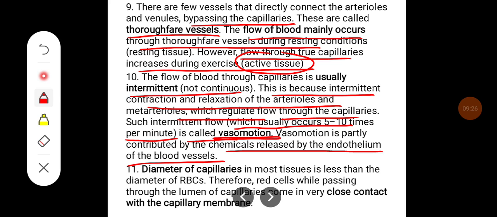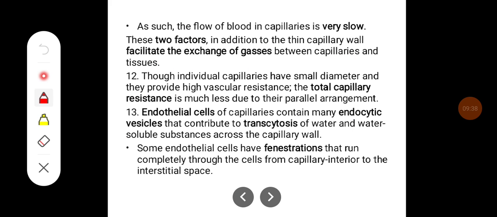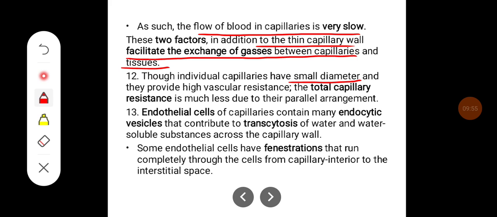The diameter of the capillaries in most tissues is less than the diameter of RBCs. Therefore, red cells, while passing through the lumen of capillaries, come in very close contact with the capillary membrane. As such, the flow of the blood in the capillary is very slow. These two factors, in addition to the thin capillary wall, facilitate the exchange of gases between capillaries and tissues. Though individual capillaries have small diameter and provide high vascular resistance, the total capillary resistance is much less due to their parallel arrangement.